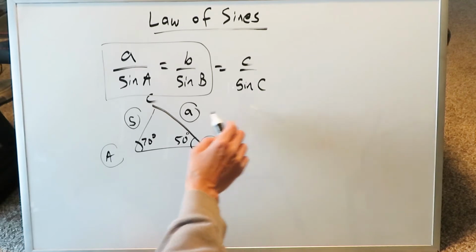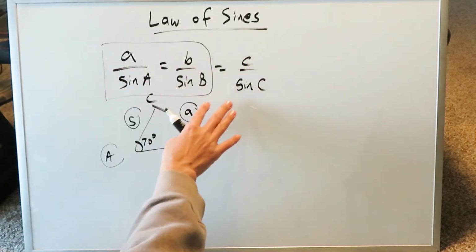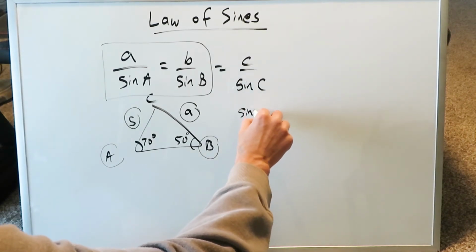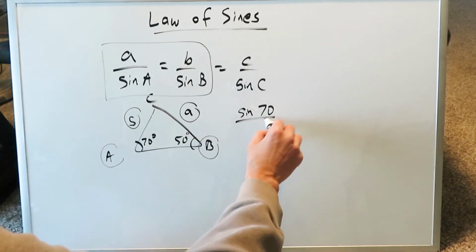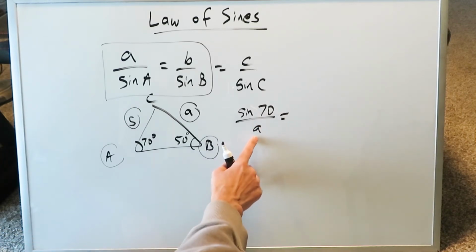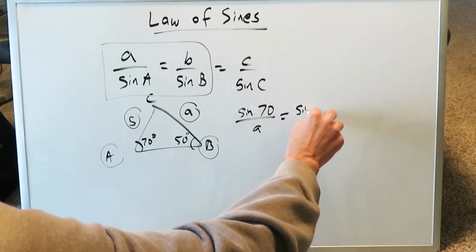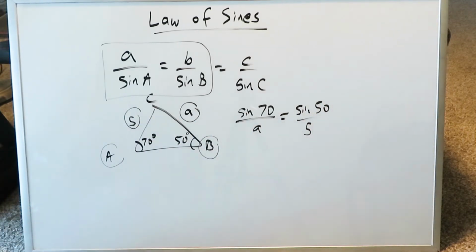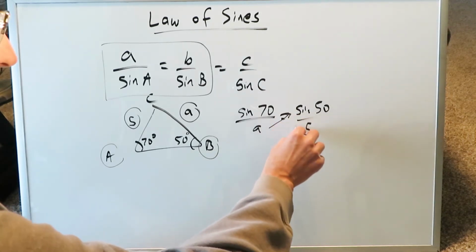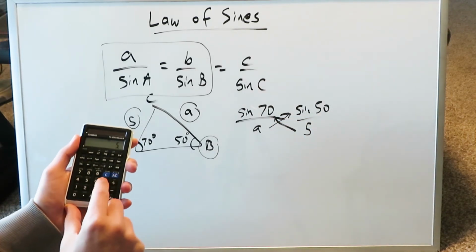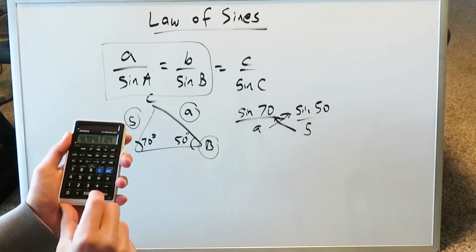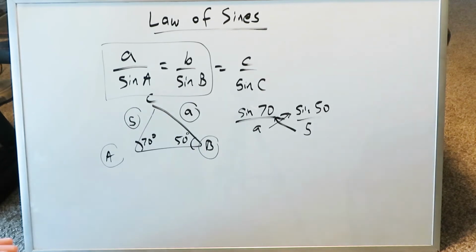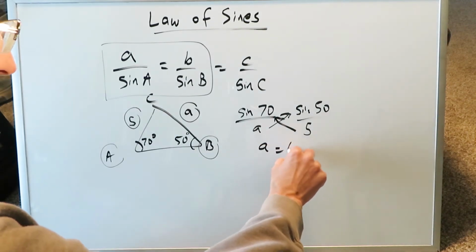You're going to do sine of angle A. And remember, you can do the angles on the top and the sides on the bottom, or the sides on the top and the angles on the bottom. It doesn't matter. You can do sine of 70, which is angle A, divided by its corresponding side a, is equal to sine of angle B, which is 50 degrees, divided by its corresponding length, which is 5. And you just run this through the calculator. Cross multiply and solve for a. You'll do 5 times sine 70, and then divide that by sine 50, and you'll get a value of 6.13. Here a is equal to 6.13.